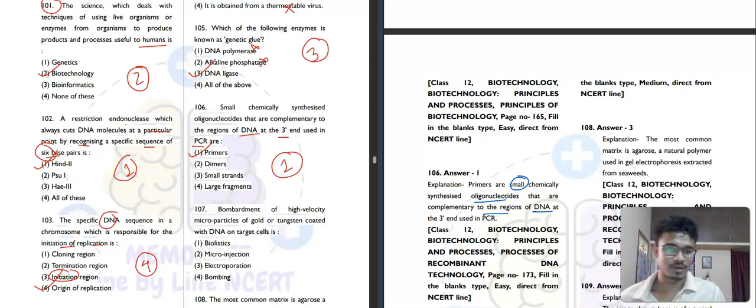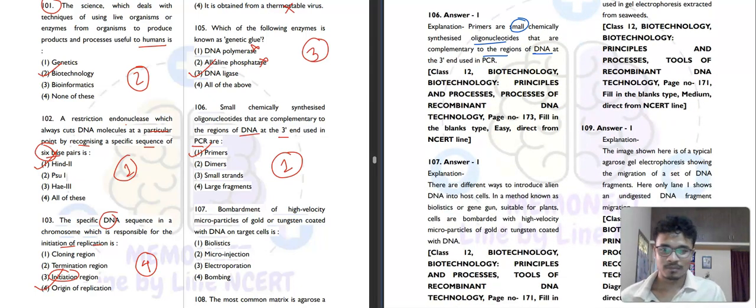Then question number 107. Bombardment of high velocity microparticles of gold or tungsten coated with DNA on target cells is biolistics, microinjection, electroporation or bombing. This question is very important. This can come in NEET 2025, I think. There are different ways to introduce alien DNA into a host cell, we know. This process is basically called biolistics. So the first option will be your correct answer for this question.